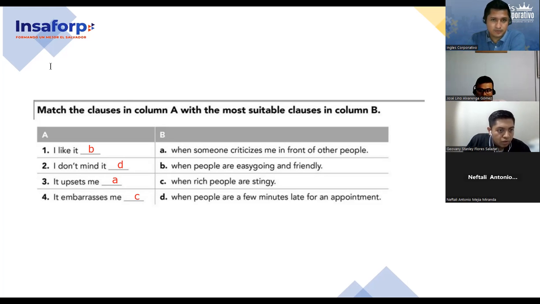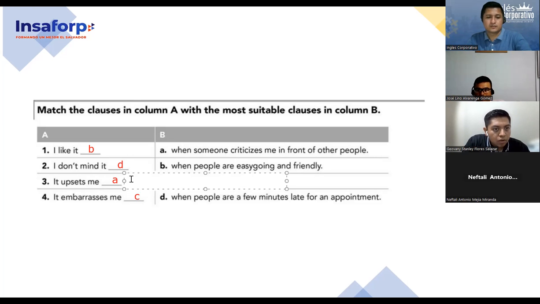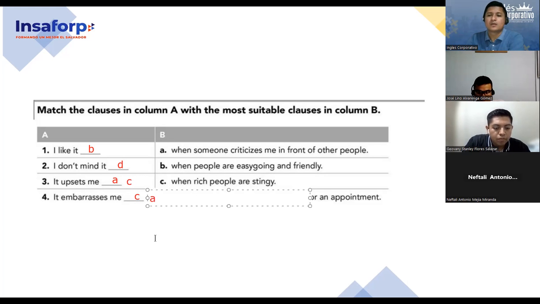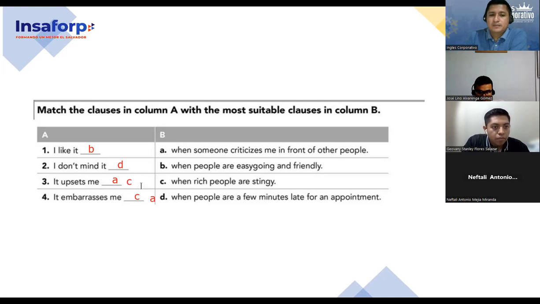I think, okay, for me, number three is letter C, and number four is letter A. So, "It upsets me when rich people are stingy." Stingy. Okay. "It embarrasses me when someone criticizes me in front of other people." Well, for me, I think these are the correct ones, with three and four. Letter C, and actually letter... I believe that both are right and we're able to use them vice versa.